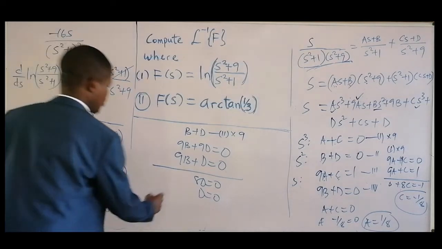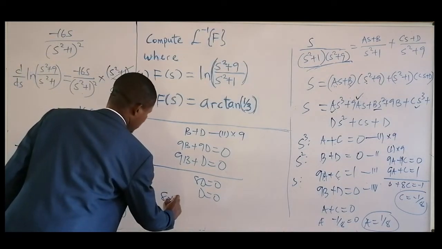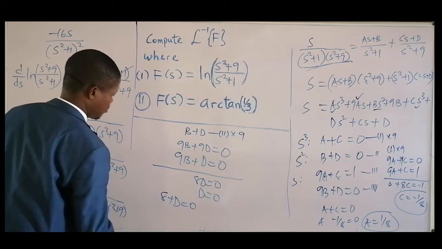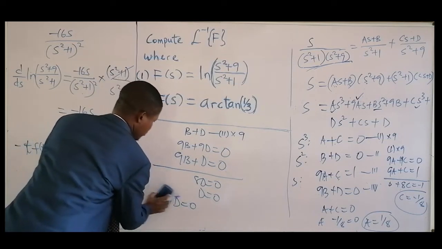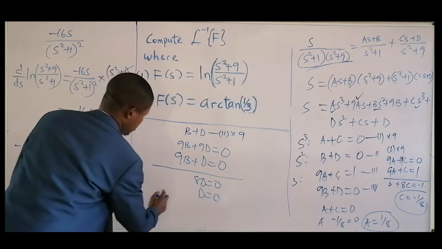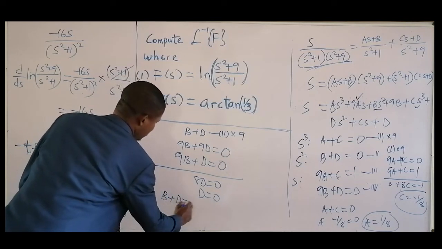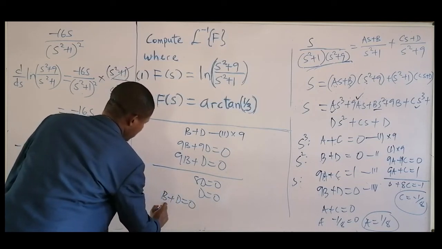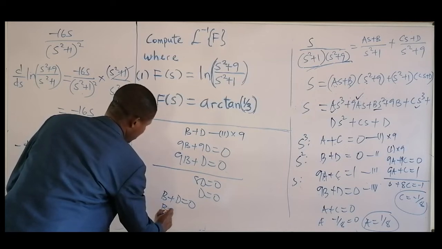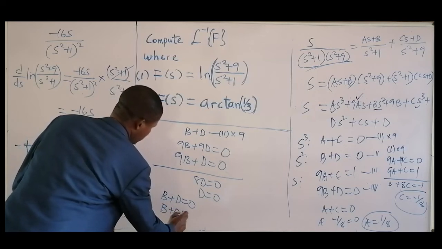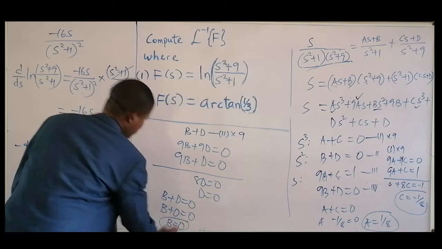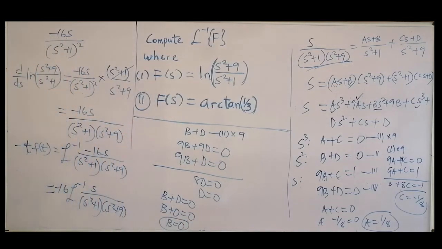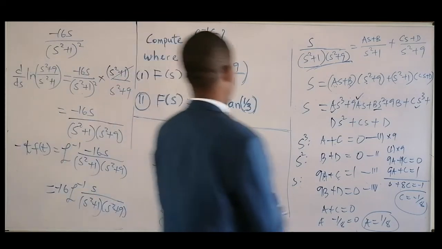Then with that, we can go to equation 2 and substitute. b + d = 0, and d is 0. So b is also 0. So d is 0, b is 0. Then we can come back to where we stopped.